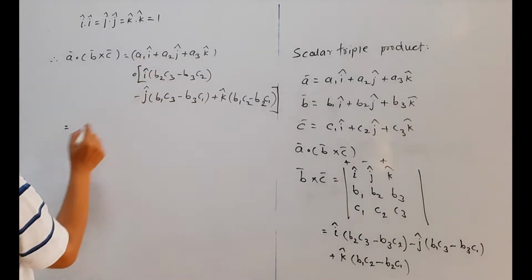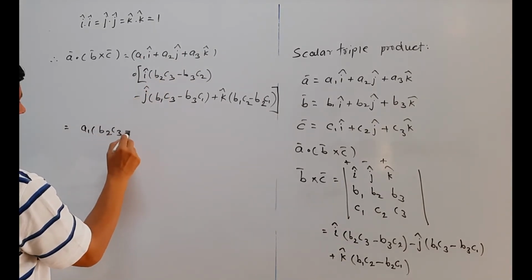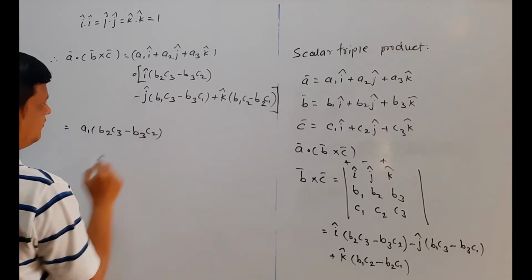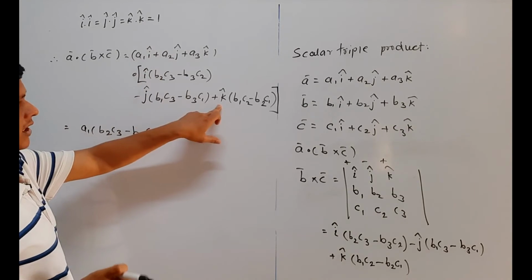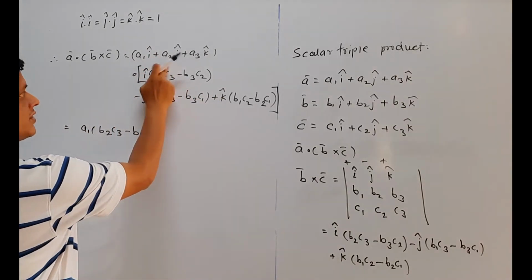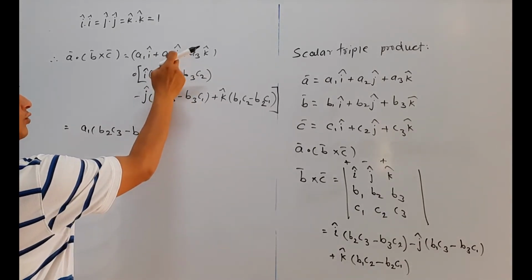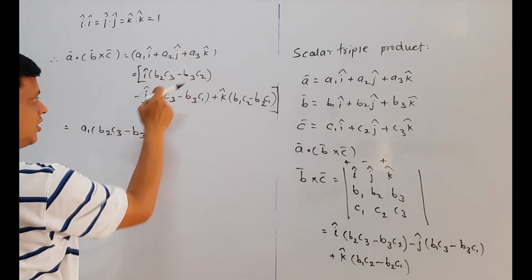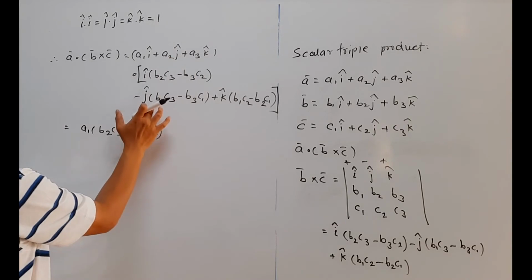So I write here A1 in bracket B2 C3 minus B3 C2. Then we know that I dot J is 0, I dot K is 0. So we write first for A1. Now see second term A2 J, when we multiply by A2 J to this first term, J dot I is 0, J dot J is 1, J dot K is 0. So I write here only this second term.